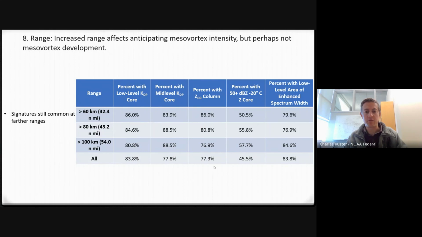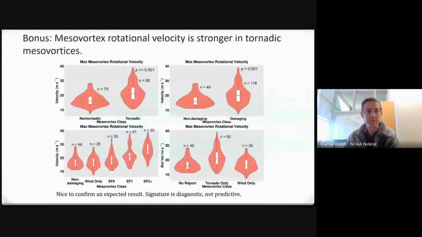Okay, I have 3 or 4 confidence builders, including a KDP core. Even though the storm is way far away, it can still be a confidence builder to give some guidance about that warning decision. And then a little bonus I threw in here, we did look at the mesovortex rotational velocity of all of the different mesovortices that we looked at. And we did see that rotational velocity was stronger for tornadic mesovortices than non-tornadic mesovortices, damaging than non-damaging.